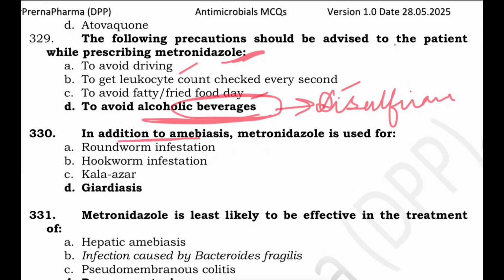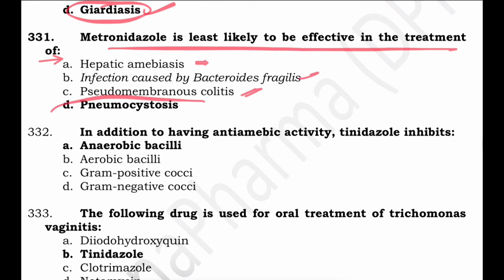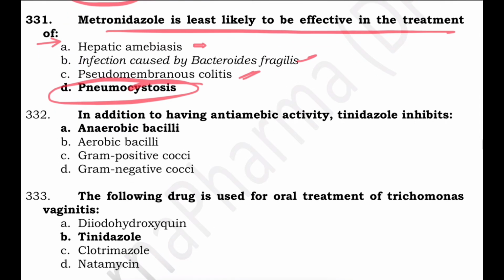In addition to amoebiasis, metronidazole is used for giardiasis. Metronidazole is least likely to be effective in the treatment of which condition? Now, metronidazole is used in hepatic amoebiasis, infection caused by Bacteroides fragilis, pseudomembranous enterocolitis, but not in pneumocystis. In Pneumocystis carinii pneumonia, metronidazole is not the drug of choice.